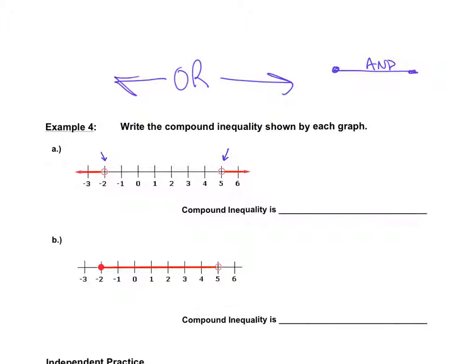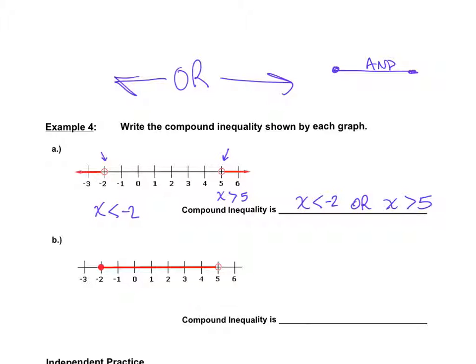So this one is the -2. We know that the x value has to be less than -2. This one is at 5. That means x has to be greater than 5. It's an or, so you would say x is less than -2 or x is greater than 5.